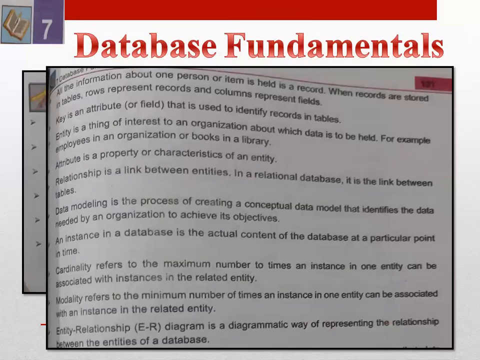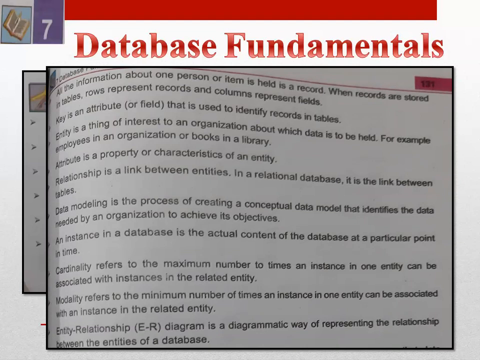Then all the information about one person or item is held in a record. When records are stored in tables, rows represent records and columns represent fields. Next, a key is an attribute or field that is used to identify records in a table. Entity is a thing of interest to an organization about which data is to be held. For example, employees in an organization or books in a library are examples of entities.